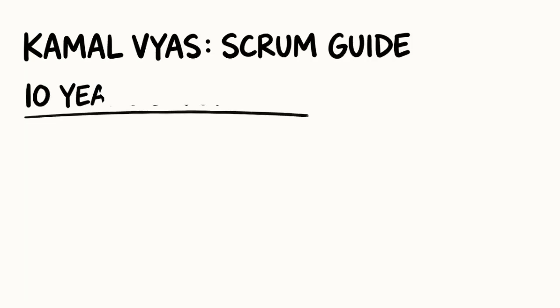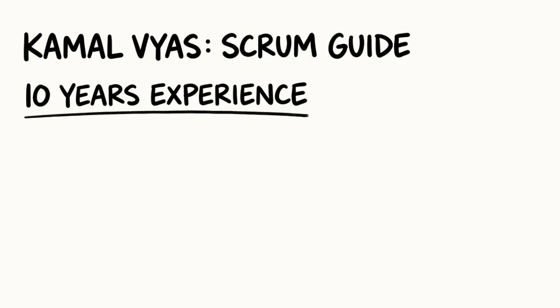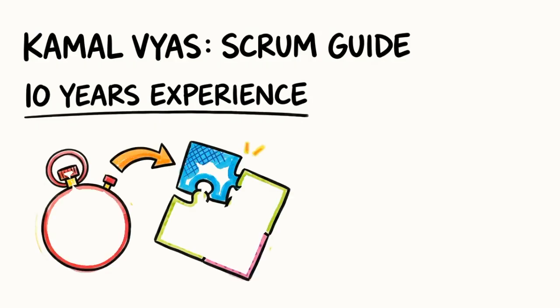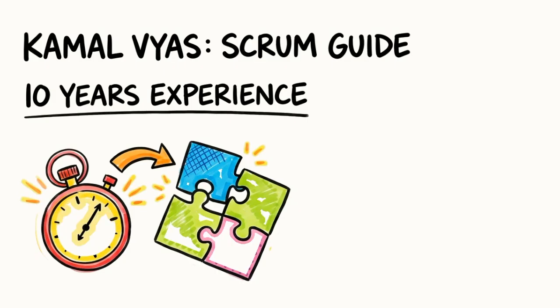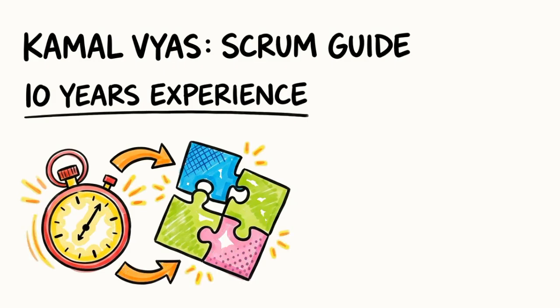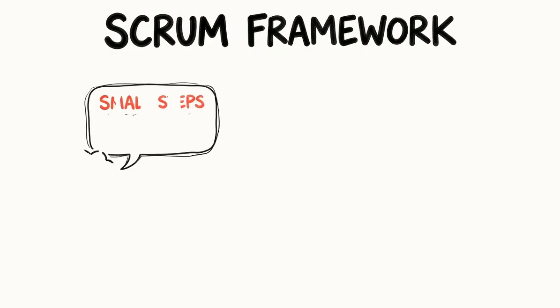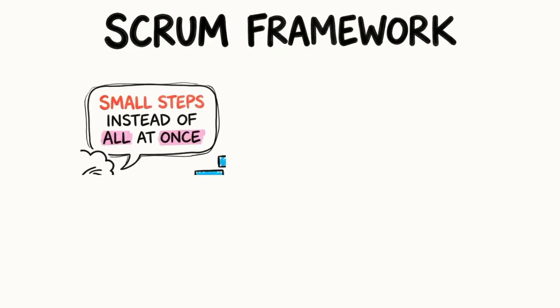I'm a Scrum Master with 10 years of experience, and in the next 4 minutes, I'll explain Scrum in very simple language so everything fits together clearly. Scrum is a simple framework used by teams to build products in a smart way. Instead of doing all the work at once, Scrum helps teams work in small steps. These steps are called sprints.